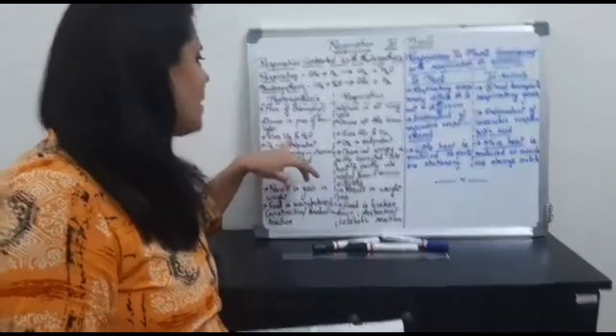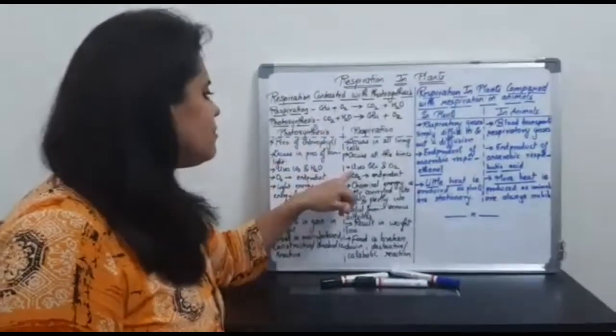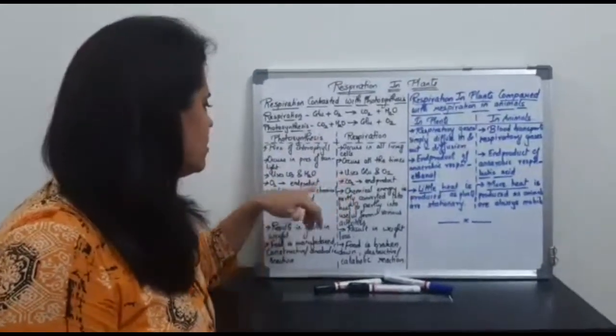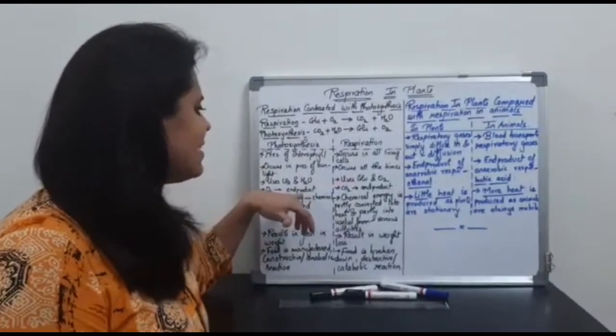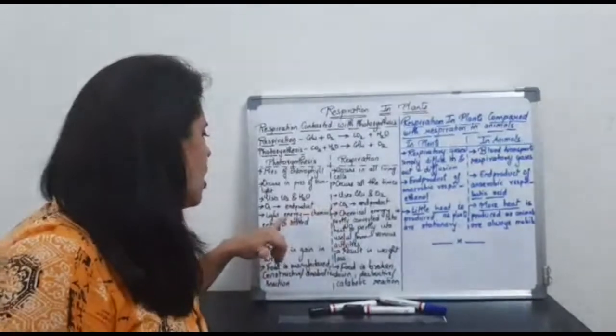Photosynthesis uses carbon dioxide and water in the reaction. Respiration uses glucose and oxygen. In photosynthesis, oxygen is the end product. In respiration, carbon dioxide is the end product.